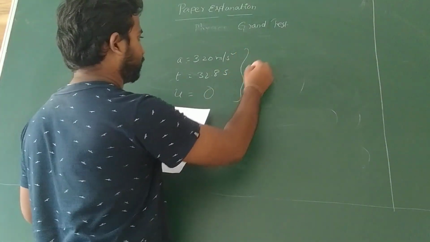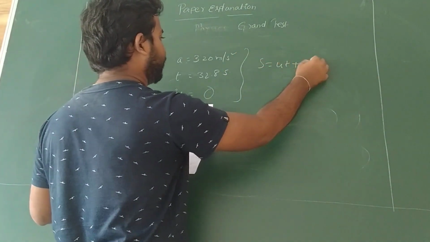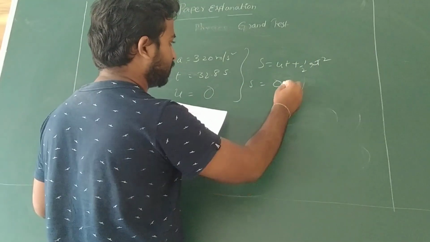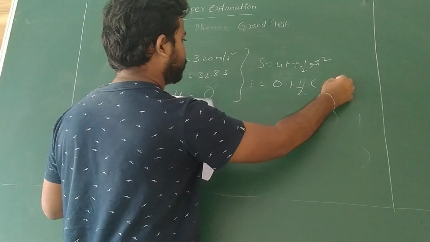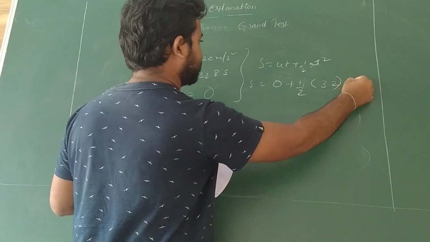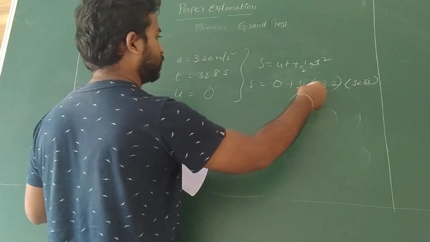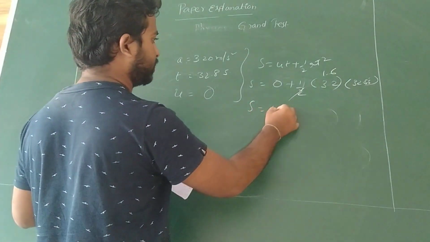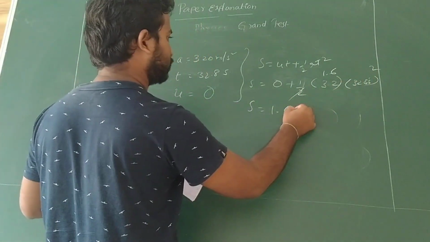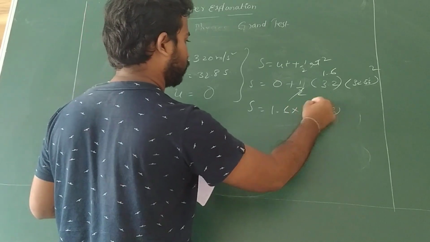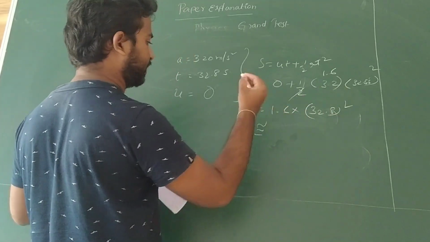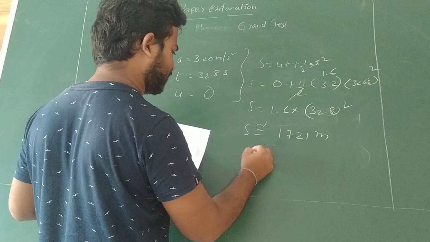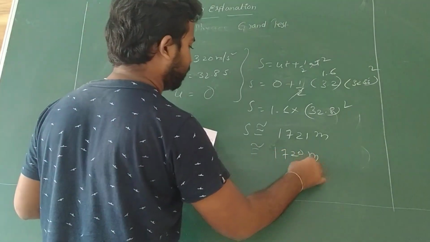We can use the direct formula s equal to ut plus half at square. Then s equal to u, which is 0, 0 into t is 0 only, plus half into a, which is 3.2, into t square, 32.8 square. Half of 3.2 is 1.6. Then s equal to 1.6 into 32.8 whole square. It is nearly 70.21 meter, or approximately 70.20 meter.